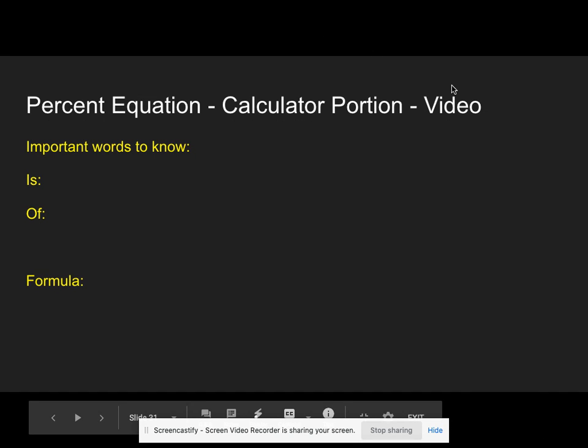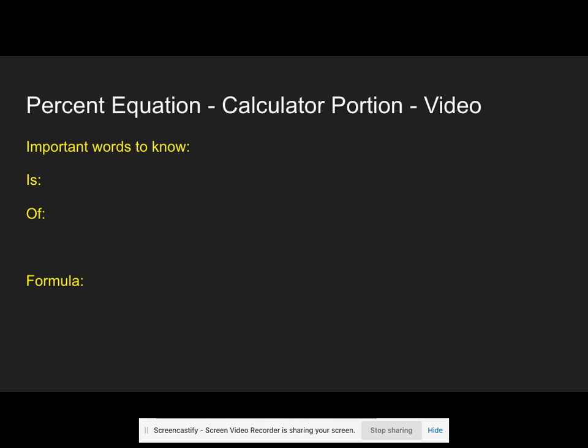Percent equation. So we're going to take the proportion a step farther. You're going to see the words that were used for your proportion. We can actually write an equation, and you're going to be able to use a calculator. So this will hopefully be easy for you, given that you're going to use a calculator, and hopefully you can see how much fun some of these problems are that you can create.